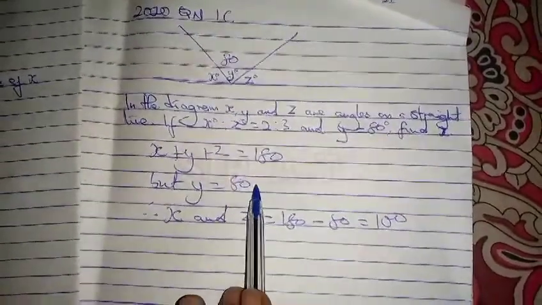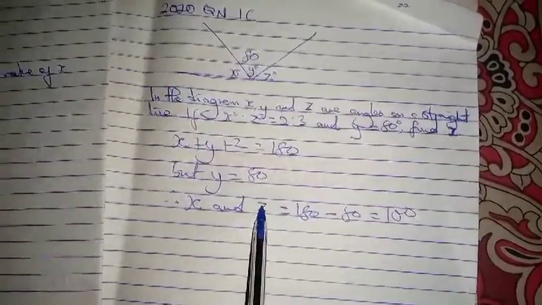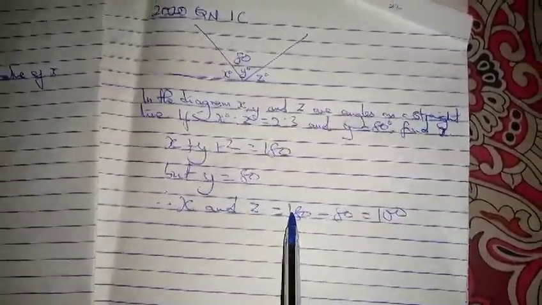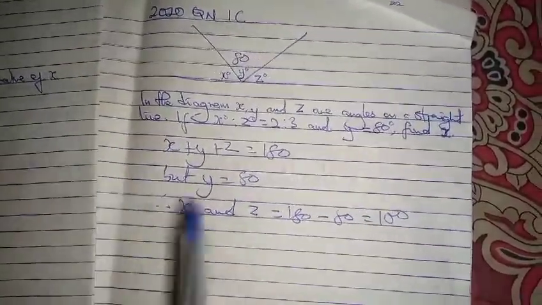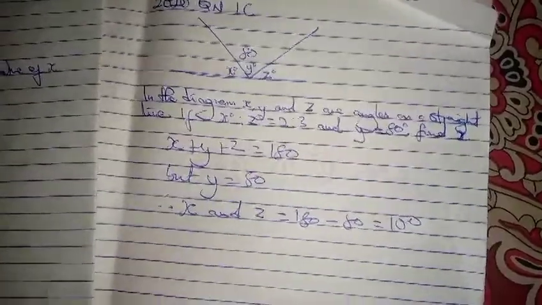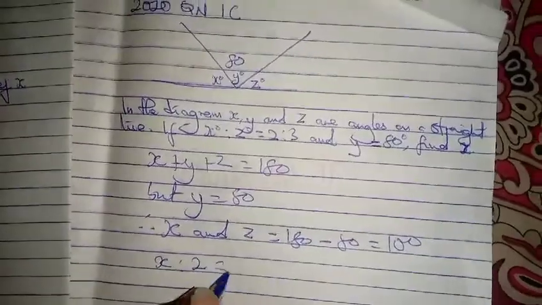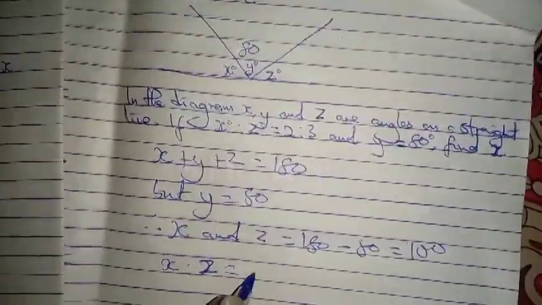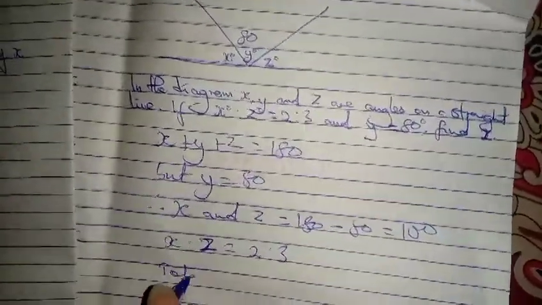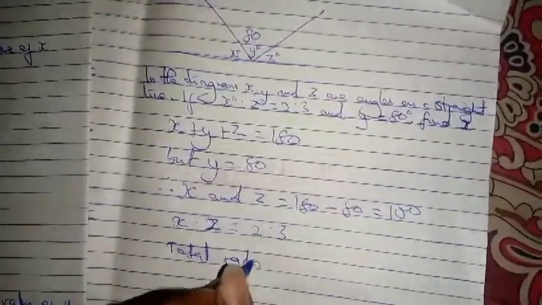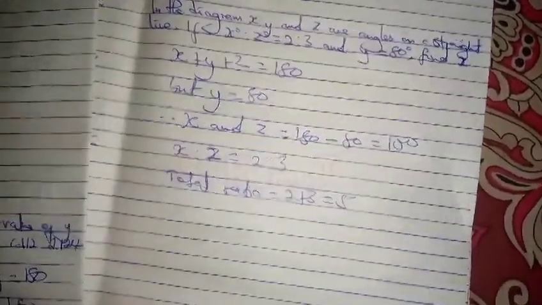So if y is equal to 80, how do you get the value of x and z? We subtract 80 from 180, which gives 100. So x and z together make 100. Then we are given that x to z is equal to 2 to 3. That's the ratio. So we have to find the total ratio, which is 2 plus 3, which is 5.